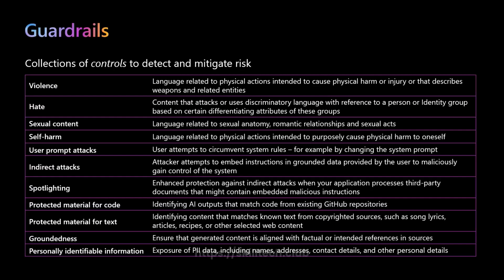In the same way, we have protected material for code and protected material for text, as well as groundedness, where we ensure that the generated content is aligned with factual and intended references in the sources. And finally, we also take care of PII, which is personally identifiable information, and we make sure that any exposure of PII data is not allowed. All these guardrails are available inside your Foundry portal, and you'll be able to use them when you are taking care of generative AI responsibly.